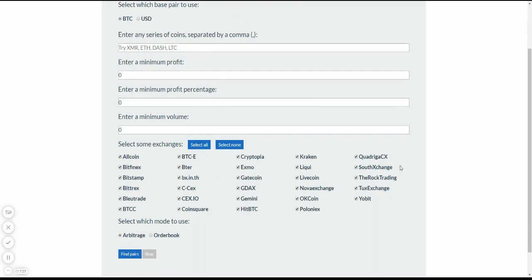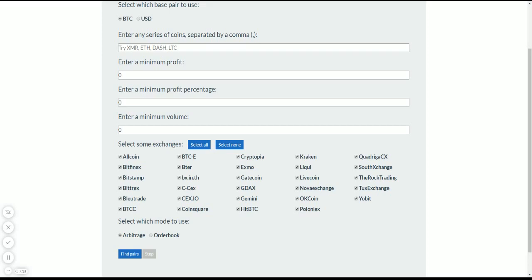Next, you have your exchange selection, also pretty self-explanatory. And lastly, you have the mode. So you'll notice there's two modes. One is arbitrage, which is just the traditional arbitrage comparison. This looks at all exchanges and tells you if any exchange, for the coin you're looking at, has a lower selling price than another has a bidding price.